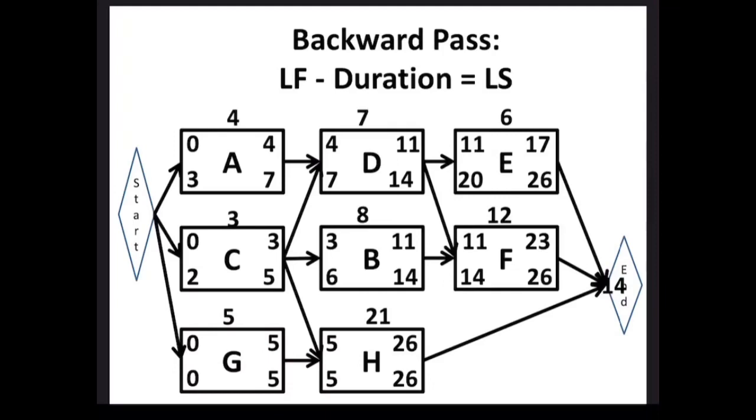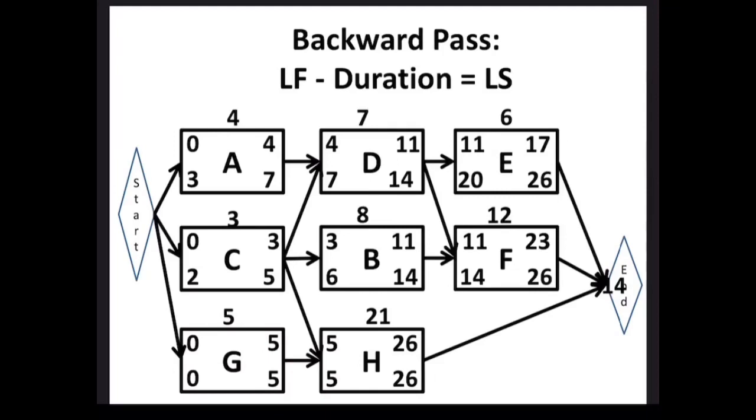Okay, ready? We keep on moving, just like we did left to right doing the forward pass. We're continuing right to left, doing a backward pass. All right, let's look at activity D, as in David. Going backwards, both F, as in Frank, and E, as in Edward, connect to D because D is the predecessor of both of those.